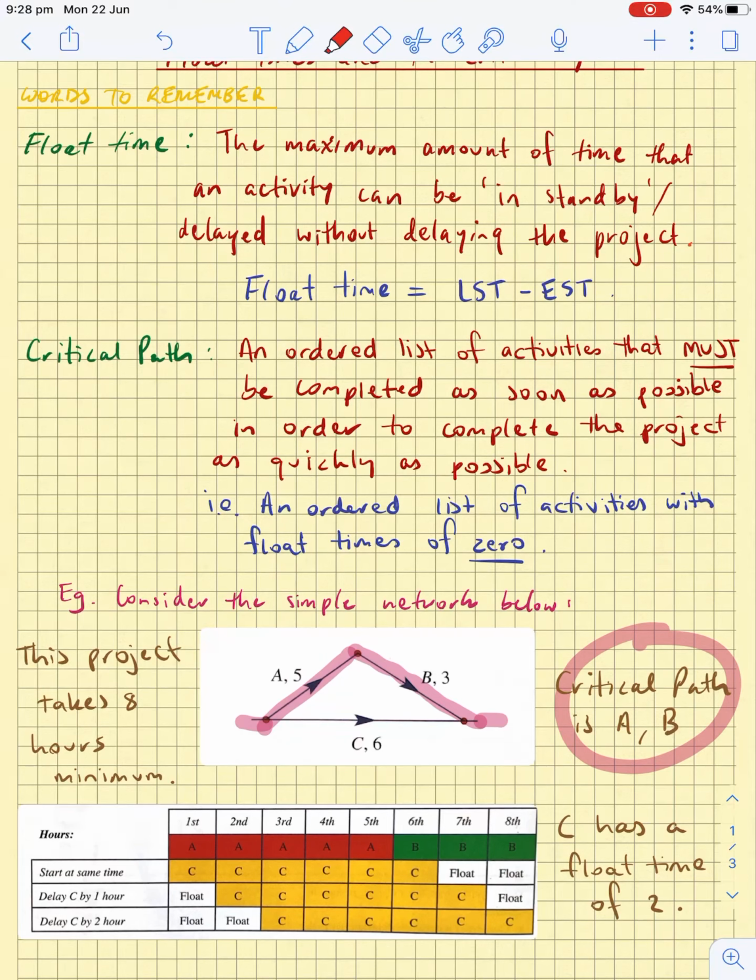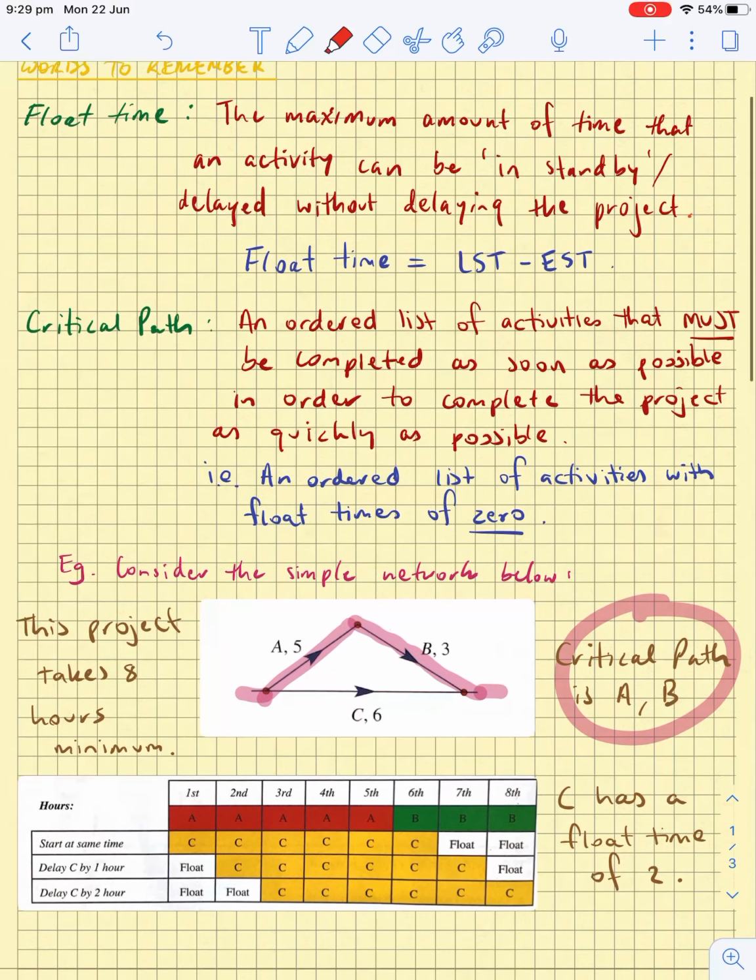The critical path is an ordered list of activities that must be completed as soon as possible in order to complete the project as quickly as possible. So the critical path is pretty much a set of activities that are your highest priority. You need to make sure that the activities along your critical path are done as quickly as possible so that the project is done as quickly as possible. I.e., it's an ordered list of activities with a float time of 0. There's literally no time to waste with these activities, so the float time would be 0 for them.